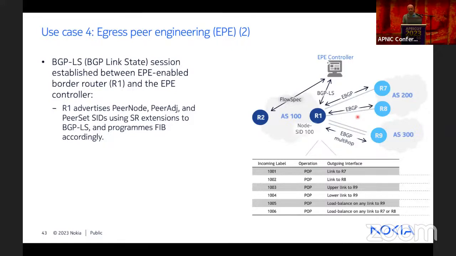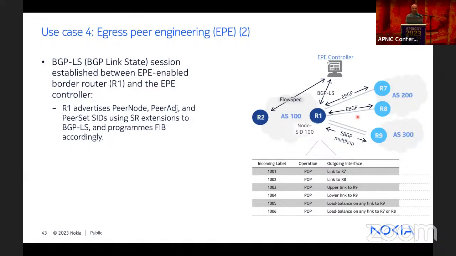Now, these SIDs are assigned by R1, but we need to get the network to be aware of these SIDs. So how do you do it? The typical way that this has been implemented is by using a protocol called BGP-LS. Is anyone familiar with BGP-LS, BGP link state? Anyone familiar with this? No, you haven't heard of BGP link state? Okay, let me just quickly tell you what that is.